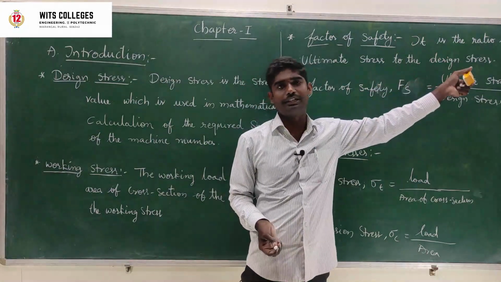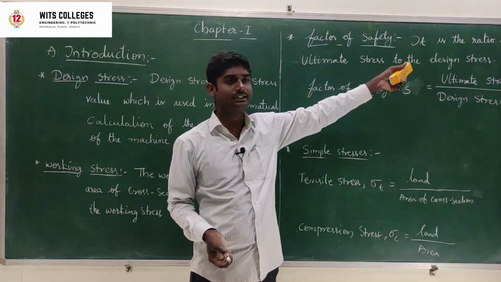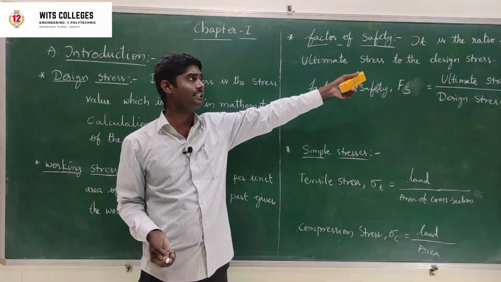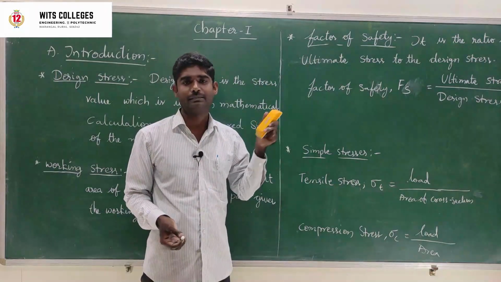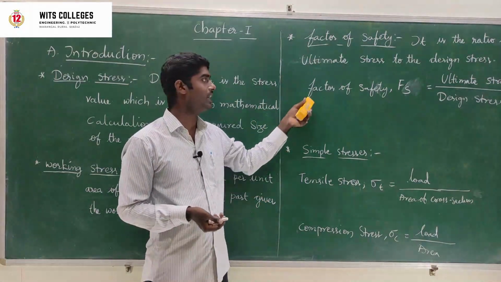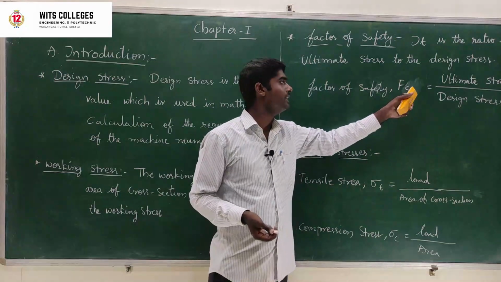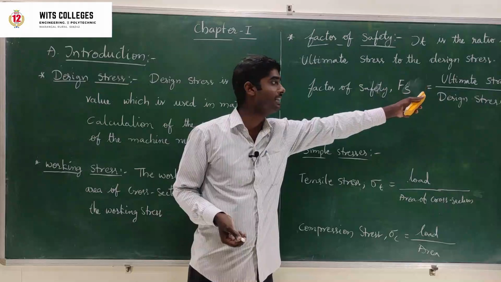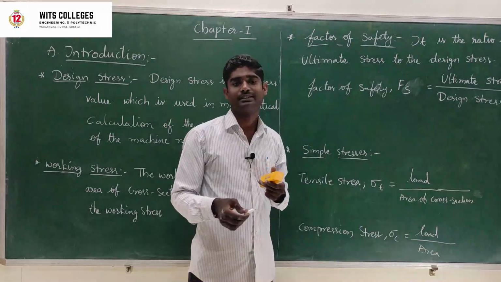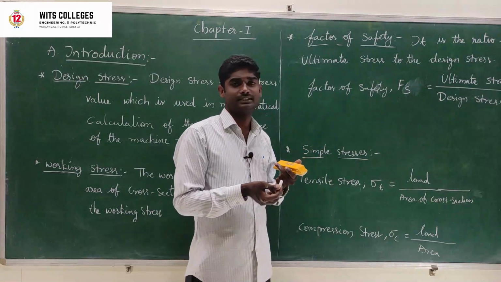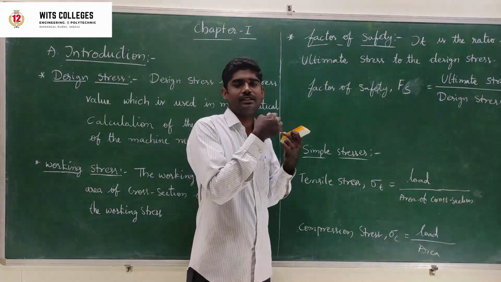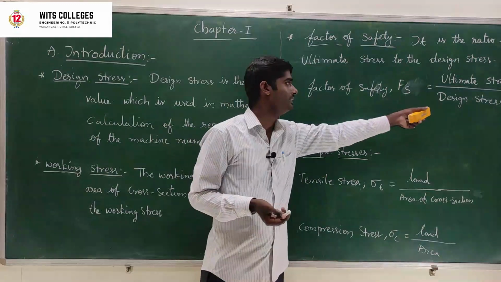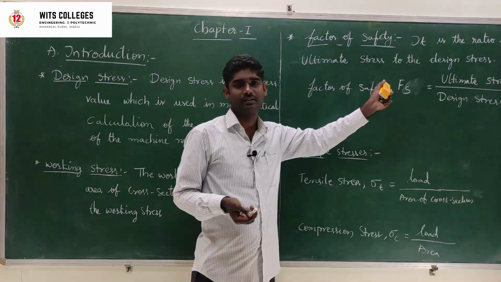What is factor of safety? Factor of safety is the ratio of the ultimate stress to the design stress. Factor of safety is denoted by FS, where FS is equal to ultimate stress by design stress. For any stress, like shear stress, divided by design stress, this is called factor of safety.